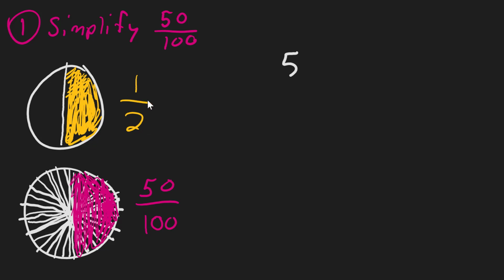So how do you mathematically take 50 100ths and simplify it to 1/2 without drawing pictures of pies? Well, we ask the question, what is the biggest number that multiplies into both 50 and 100? And the answer is 50. 50 is the biggest number that multiplies into both 50 and 100.